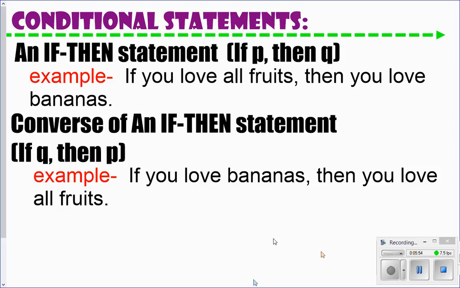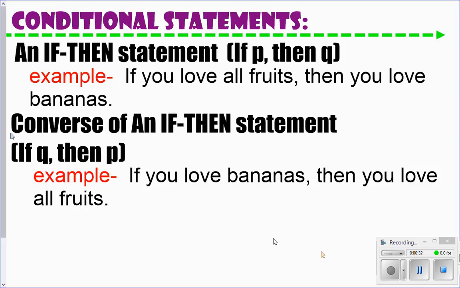Okay, now let's take a look at what are called conditional statements. A conditional statement is often written in if-then form. So if some condition, then some other condition. Here's an example of an if-then statement. If you love all fruits, then you love bananas. The first event is you loving all fruits. That's the P. And then if so, then you love bananas. That's the Q. So if P, if you love all fruits, then Q, then you love bananas.